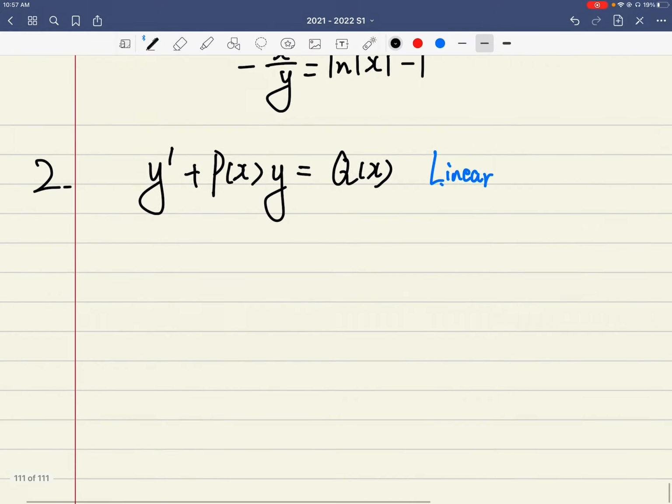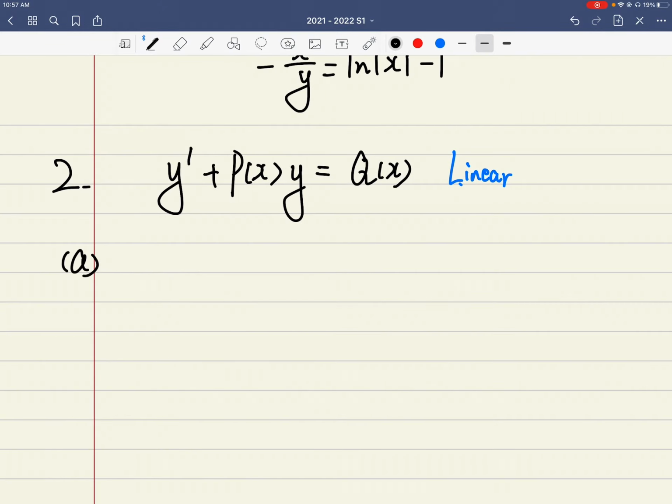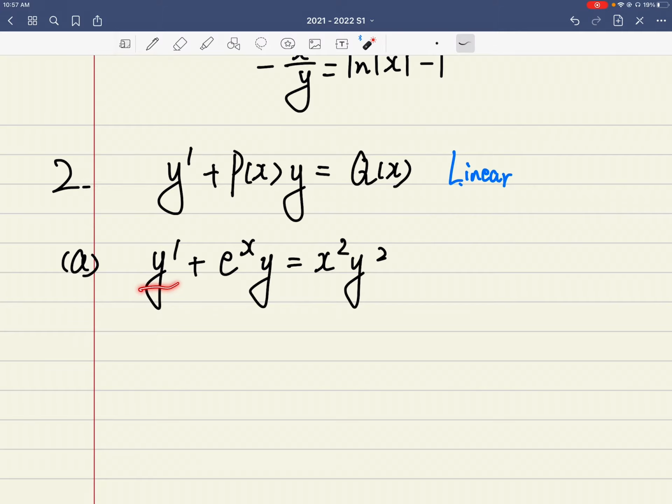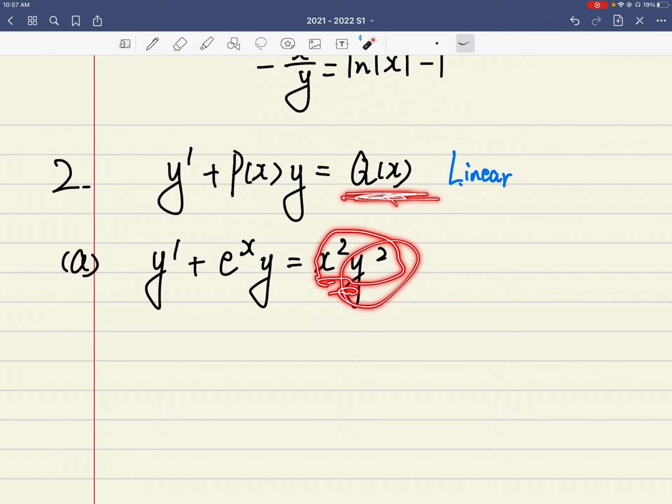So let's examine the first one. y's derivative plus e to the power of x times y is equal to x squared y squared. Okay? So this part is perfect, right? It's good. This part is y times p(x), where p(x) is e to the power of x. It's good. But here, the right-hand side, I want a q(x). But now my right-hand side has some y inside. So that's a violation. That doesn't satisfy the definition of a linear ODE.